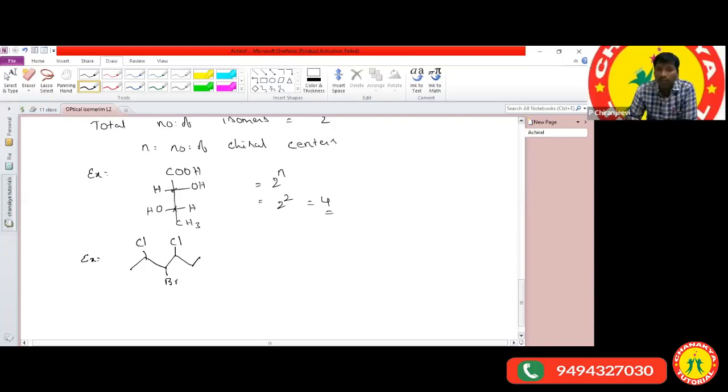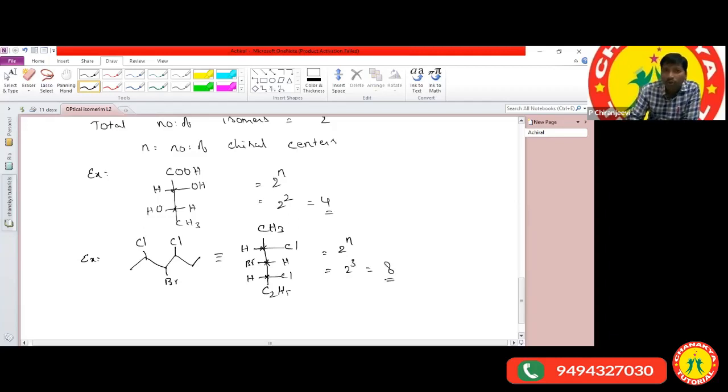Okay, so 3. This we can also write in this formation for clarity. Here terminal 1 is CH3, and I am writing H, Cl, and another one here Br, H, and another one I wrote as H, Cl, bond C2H5. So the terminals are different, and we have 3 chiral centers. Due to the presence of the 3 chiral centers, we can apply the formula 2 power n. Here the n value is equal to 3, then 2 power 3 is equal to 8. So the total number of optical isomers is equal to 8.